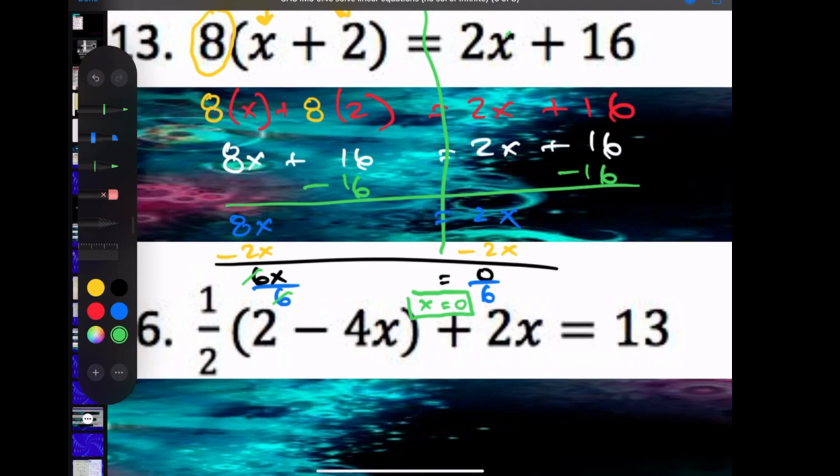If I take 0 and put it back for x, 2 times 0 is 0. 0 plus 16 is 16. 0 plus 2 is 2. 2 times 8 is 16. Makes it true.